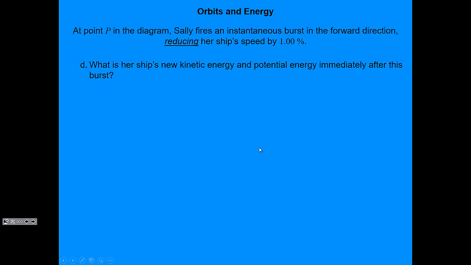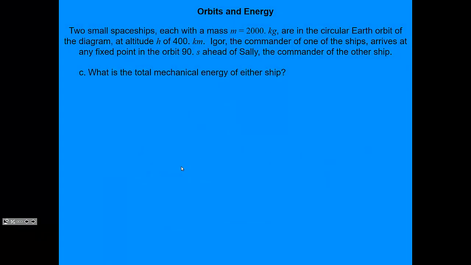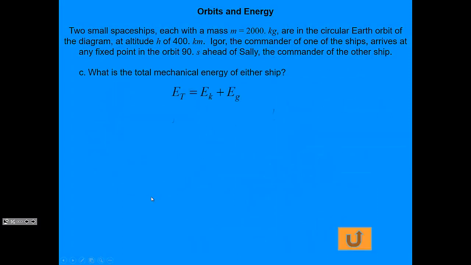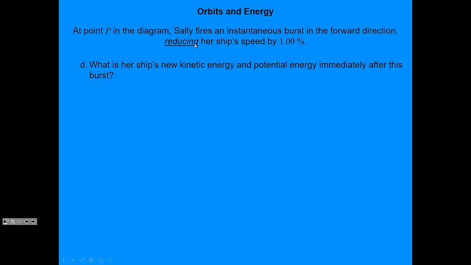So now Sally does something. She wants to win the race, the plucky American astronaut. So she does something perhaps a little counterintuitive. She fires a little burst at point P in the diagram. So if we go back to the diagram here, at point P, she's going to fire her rocket, but she's going to fire it in a forward direction, which reduces her ship's speed by 1%. She actually slows down. Why the heck would she do that? Well, let's see what this does.